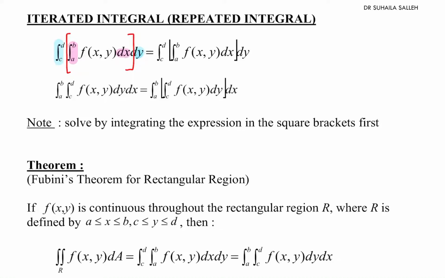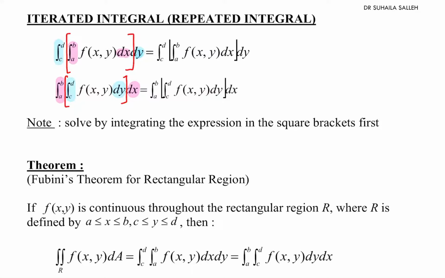If you look at the second equation, now dy is inside. That means the limits for y are c and d. For the outer integral, the limits are a and b, which is actually the limit for dx. So in this case, which one do we integrate first? It must always be the innermost integral. So you have to start with this. Once you have integrated with respect to y, then you continue integrating with respect to x. You don't do it separately. So there's a note: solve the integration of the expression in the square brackets first.